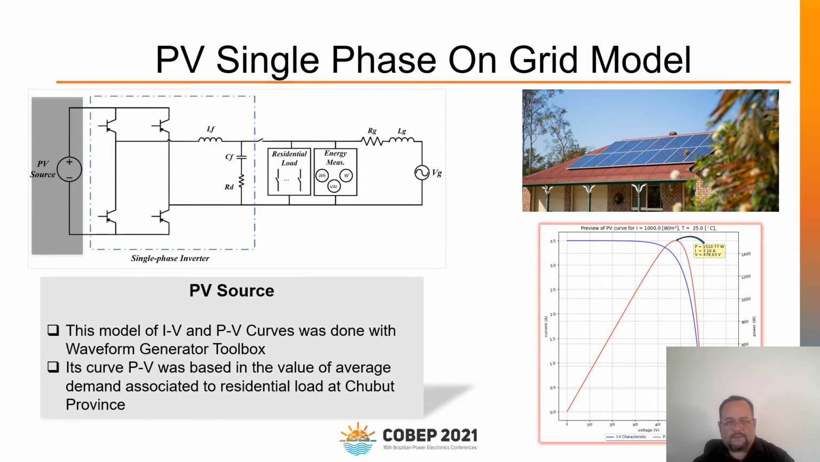For the design of the PV single-phase and grid model, as is shown in the schematic, first is the PV source. This model of current and voltage and power and voltage curves was done with the waveform generator toolbox. Its PV curve was based on the value of average demand associated to a residential lot at Chubut province.